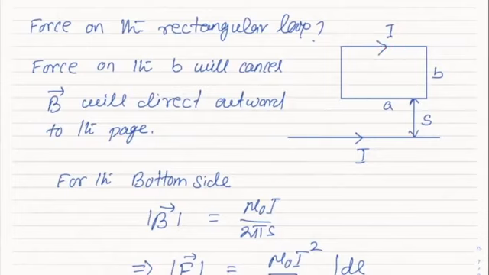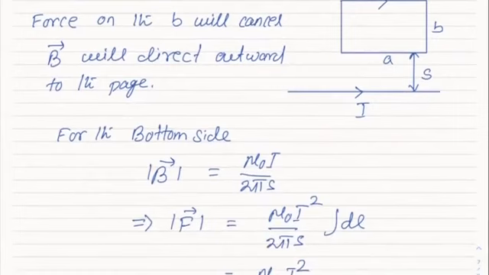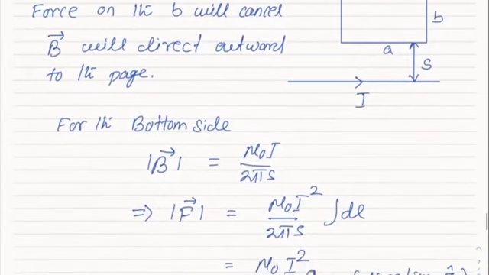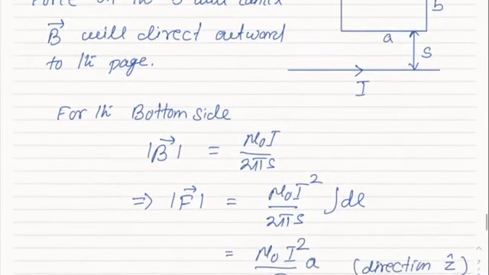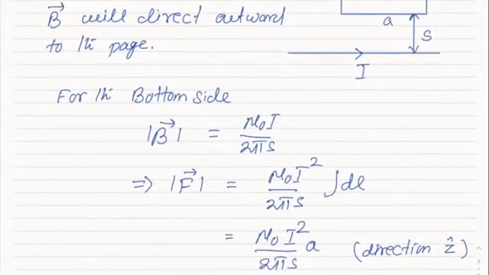Now, what should be the force on the bottom side? Very easy. Separation is S. You can think of these as two parallel wires. So the field will be mu 0 I by 2 pi S. That's very easy to see. I have already deduced that. The force, current is I, same, so mu 0 I square by 2 pi S, again a familiar expression I have already derived, and integration over dl.